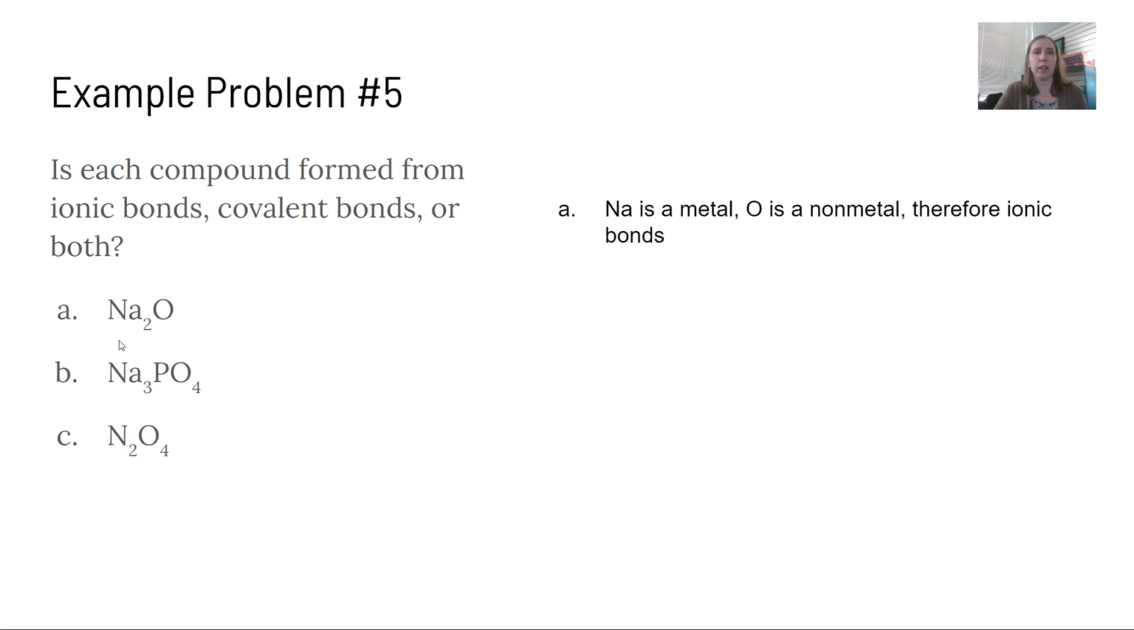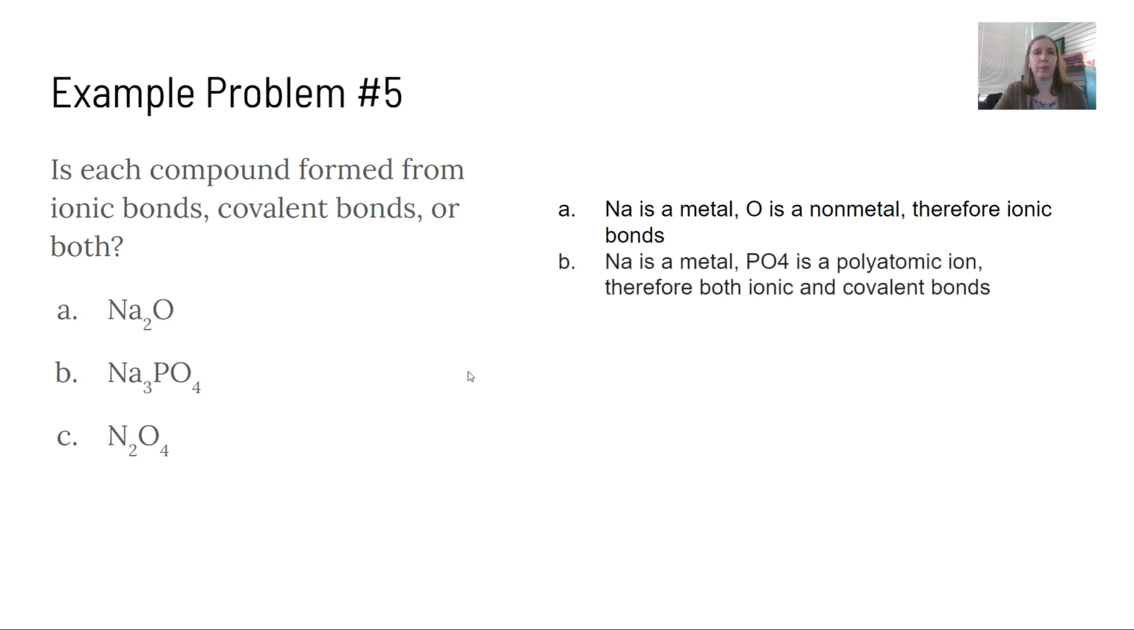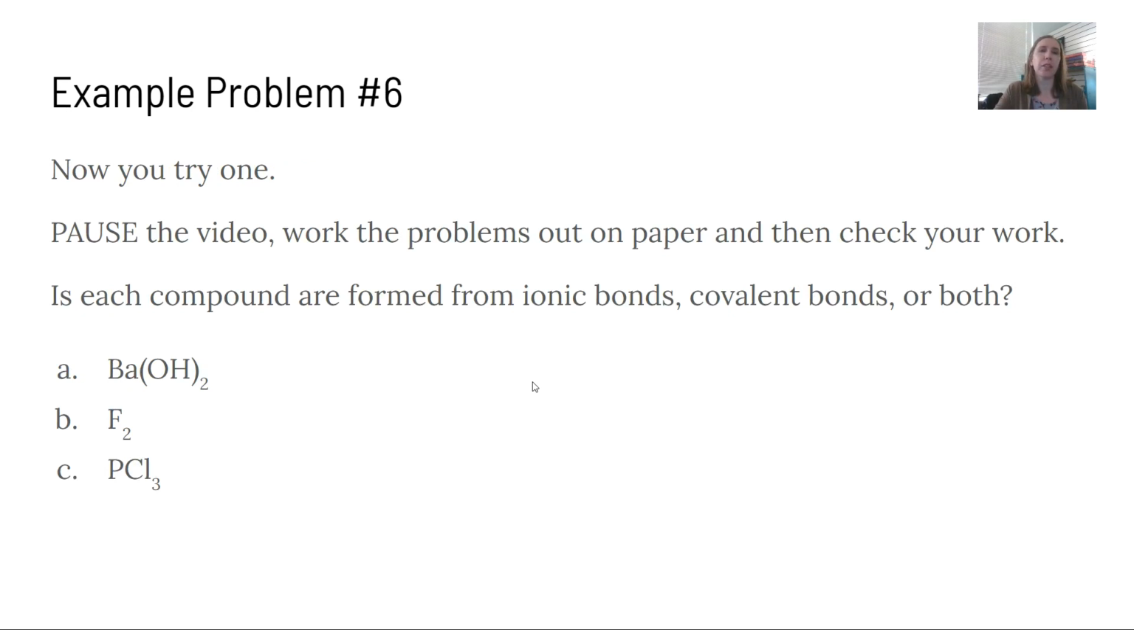Okay, so Na is sodium, it's a metal. Oxygen is a nonmetal, therefore A would have ionic bonds. Sodium is a metal, PO4 is a polyatomic ion, so therefore it has both ionic and covalent bonds. N is a nonmetal, O is a nonmetal, therefore covalent bonds. So that one would be nitrogen oxide. Is that right? Oh no. Dinitrogen tetroxide. There we go.